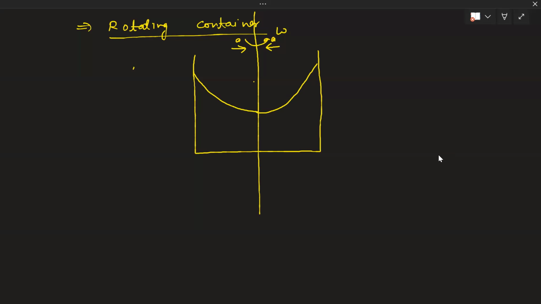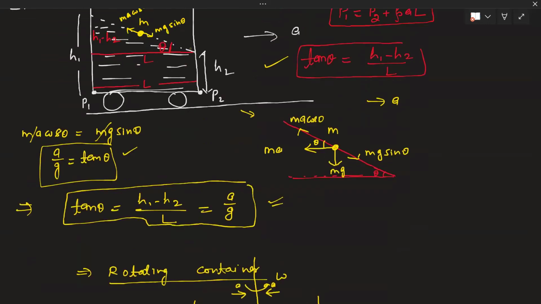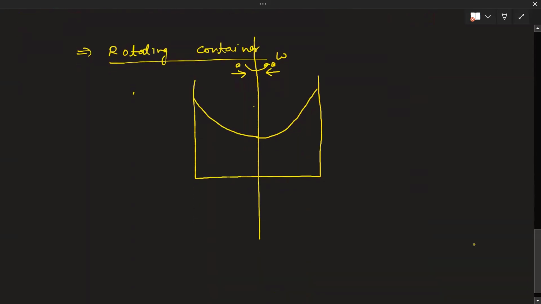Okay, I'll repeat myself. Have you observed that in the direction of acceleration the level goes down, and opposite to the acceleration the level goes up? Yes, sir, I've observed. In case of rotation, acceleration is always directed towards the center, that is the axis. So at the axis the level goes down and away from the axis the level goes up. That means the shape will be like this. You understood?